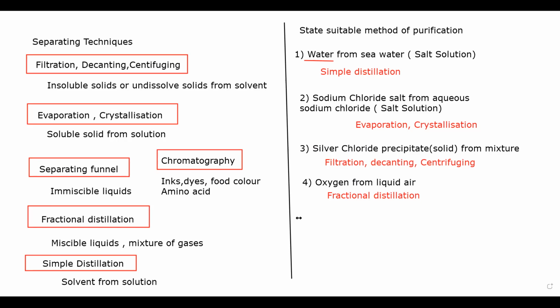And if we want to separate the food colors or amino acids, the technique which we use to separate amino acids and food colors is known as chromatography. So chromatography can be used for identification, like to check the purity as well, and it can be used to separate the substances from each other.